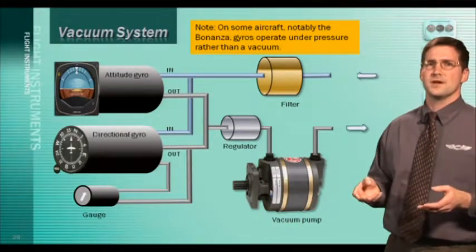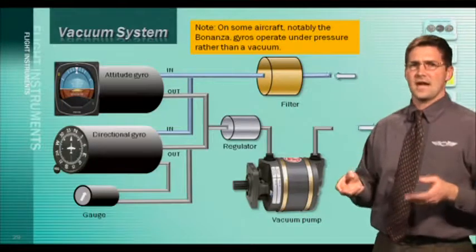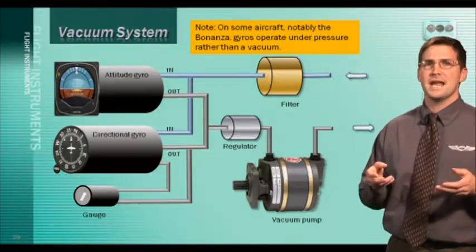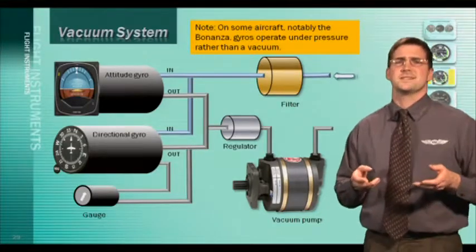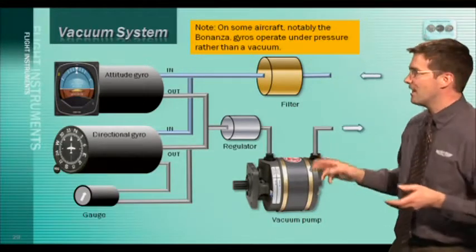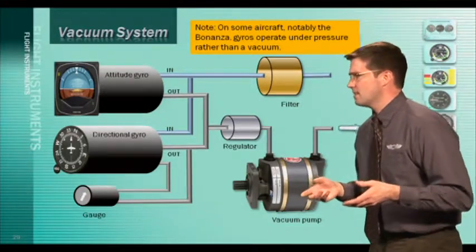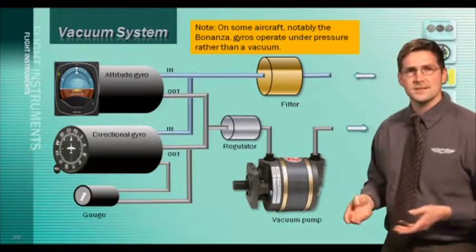There are two types of air systems. One relies on a vacuum, as just discussed, and the other uses a pressure system. Beach Bonanza aircraft usually use the pressure system, and most other airplanes use the vacuum system. Each one uses the same pump. In the pressure system, the pump is located at the air input side.